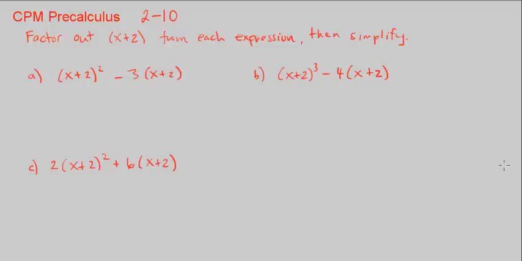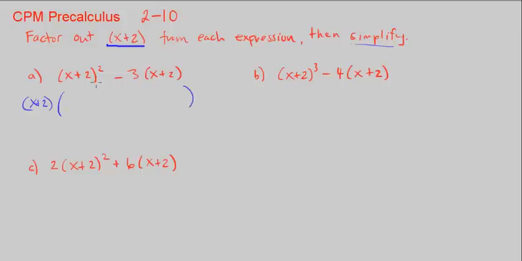This is CPM Precalculus Chapter 2, Number 10. Factor out x plus 2 from each expression, then simplify. Okay, so here in Part A, we want to factor out x plus 2 from each expression. So we want to take x plus 2 out, right? And what are we left with?